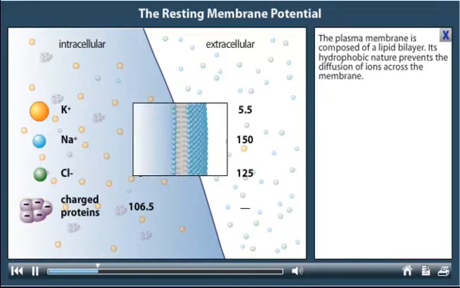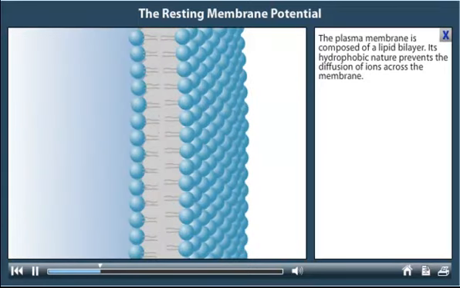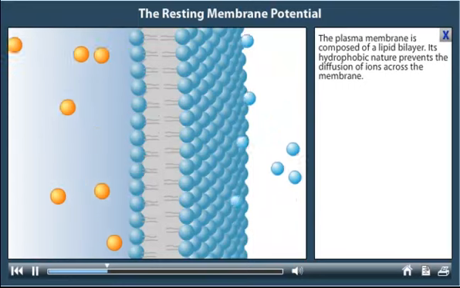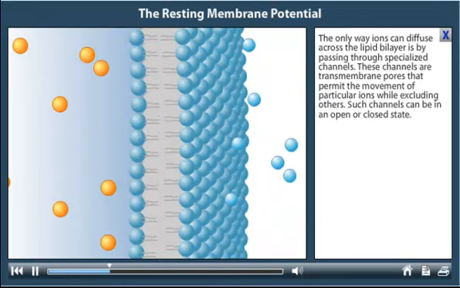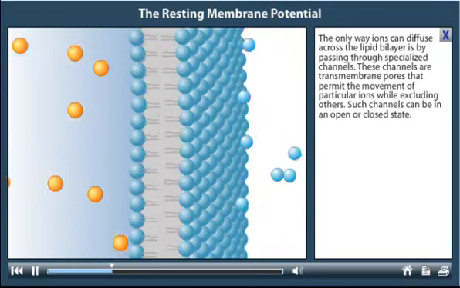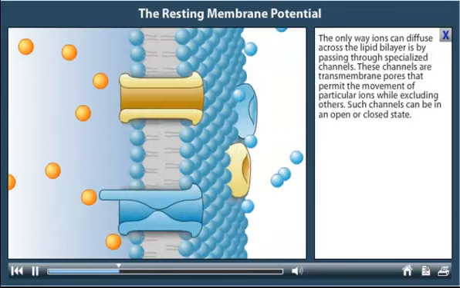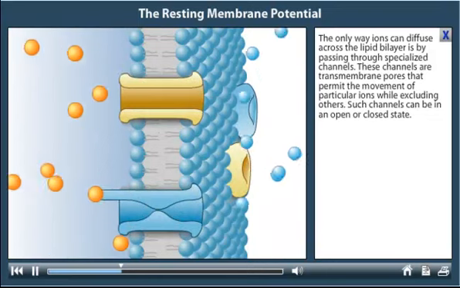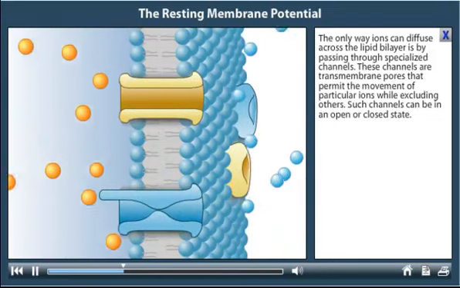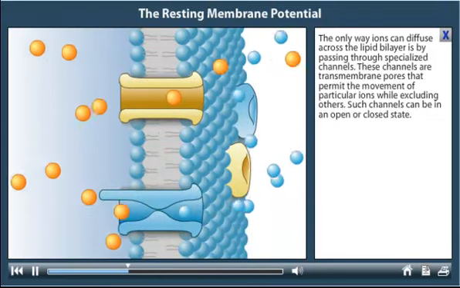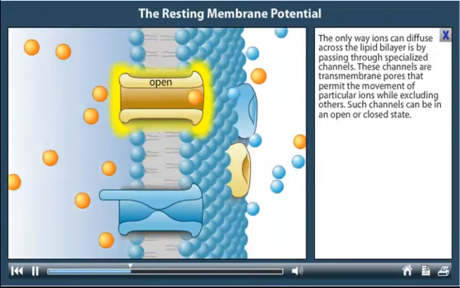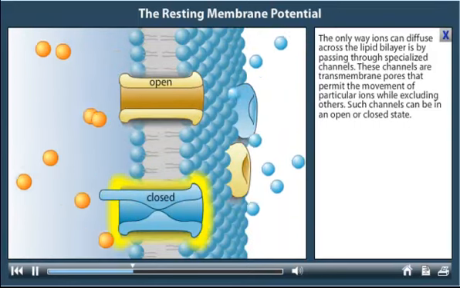The plasma membrane is composed of a lipid bilayer. Its hydrophobic nature prevents the diffusion of ions across the membrane. The only way ions can diffuse across the lipid bilayer is by passing through specialized channels. These channels are transmembrane pores that permit the movement of particular ions while excluding others. Such channels can be in an open or closed state.